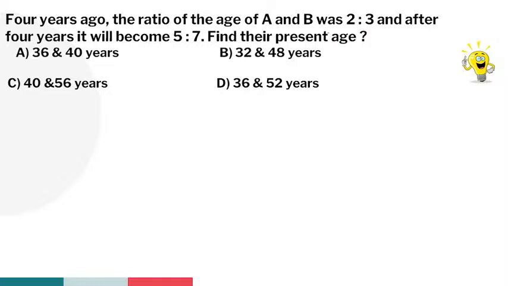The present age of A and B is, sir, 4 years ago, A and B age was how much? 2 is to 3. After 4 years, the age ratio becomes 5 is to 7. Right, let's solve simply. What is the first option? 36 and 40.